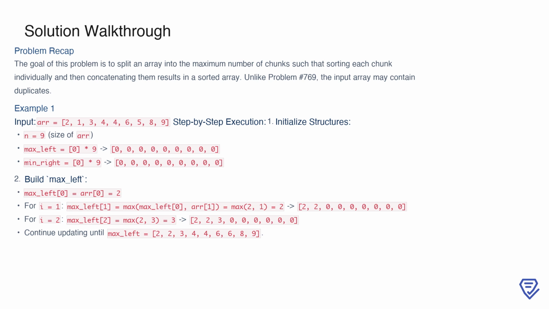Next, we construct the max_left array step by step. We start by setting the first value of max_left to the first value of the input array, which is 2. Then, for each subsequent index, we compute the maximum value between the current value in max_left and the corresponding value in the input array. For example, at index 1, the maximum of 2 and 1 is 2. Continuing this process, we eventually build the complete max_left array, which becomes 2, 2, 3, 4, 4, 6, 6, 8, 9. This array now represents the maximum value encountered from the start of the input up to each position.